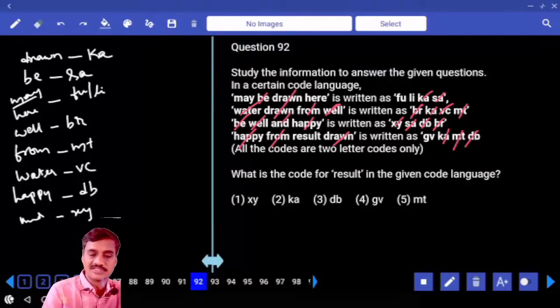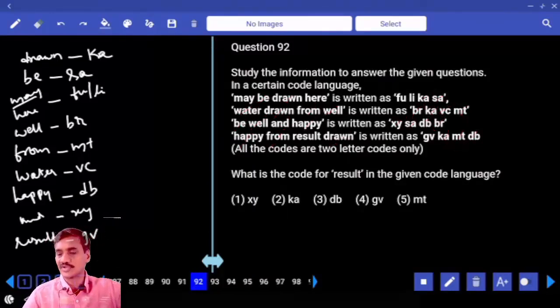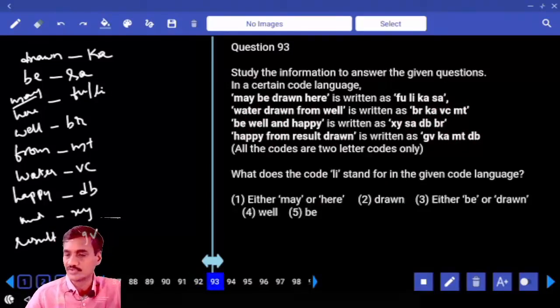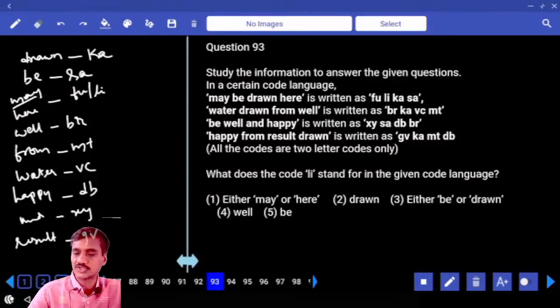And similarly here, "result" is the word left over here. And what is the code for the word "result"? It is GB. Now these are the words and their corresponding codes. Then, what is the code for the word "result"? Yes, what is your answer here? GB, choice 4, question 92. And what does the code LI stand for? LI stands for either "may" or "here". Choice 1, question number 93. 93 is choice 1.